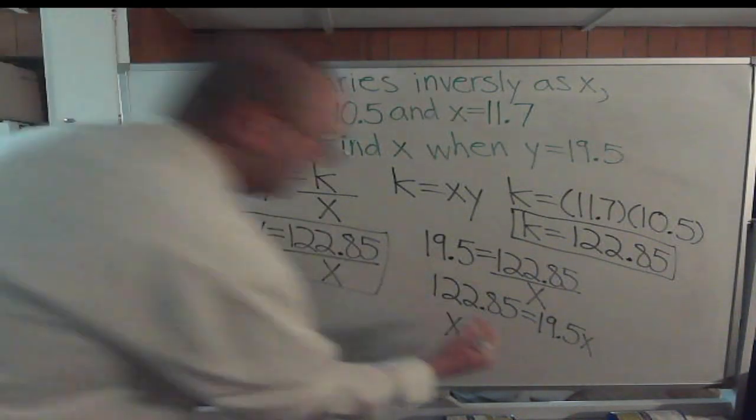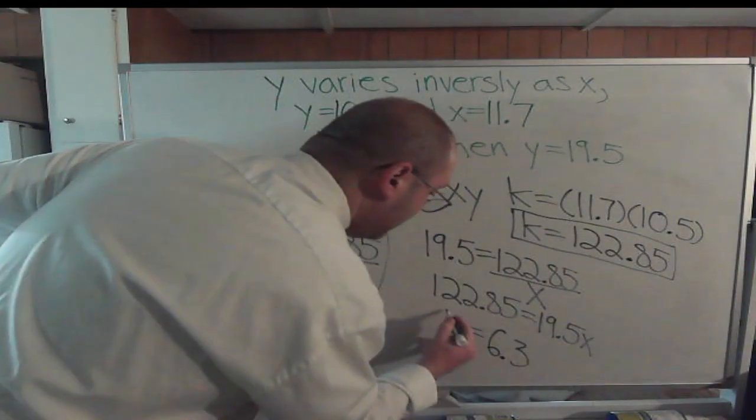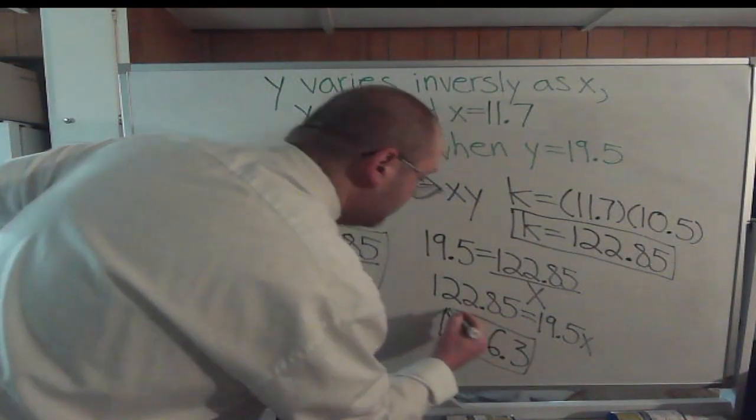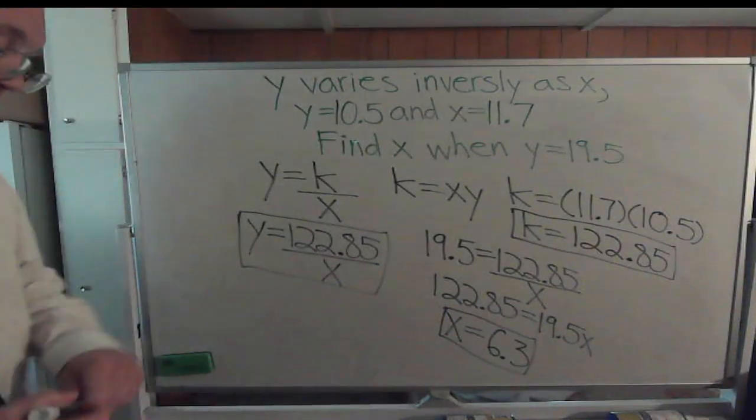So when y equals 19.5, x is going to equal 6.3. And that would be the answer. X ends up equaling 6.3.